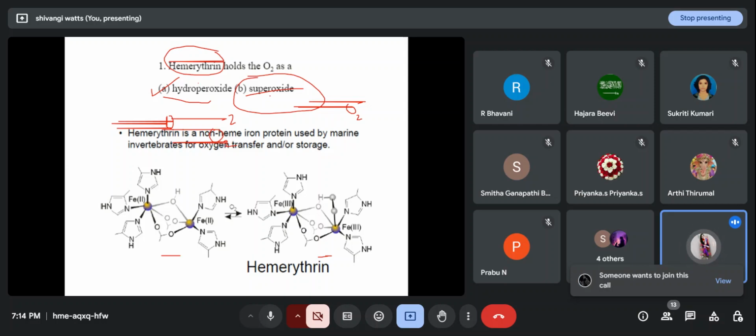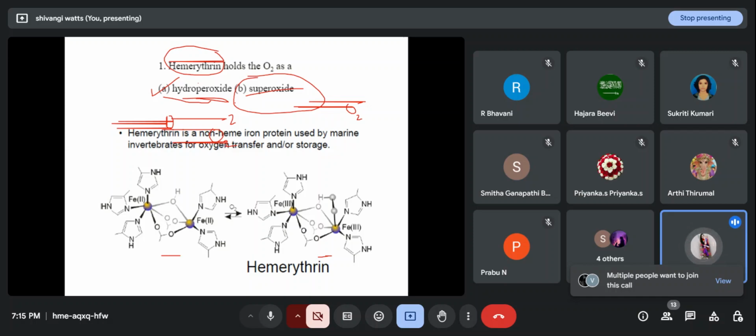Understood. So you were saying superoxide, but it is hydroperoxide, because this is deoxyhemerythrin in which both the irons are in plus 2 oxidation state, and here both the irons are in plus 3 oxidation state. Oxygen will come, both of the irons will give electrons to the oxygen and it will become O2 2 negative. So it will basically exist in the hydroperoxide form. Understood? So option A is the correct answer. Hemerythrin holds the oxygen as hydroperoxide.